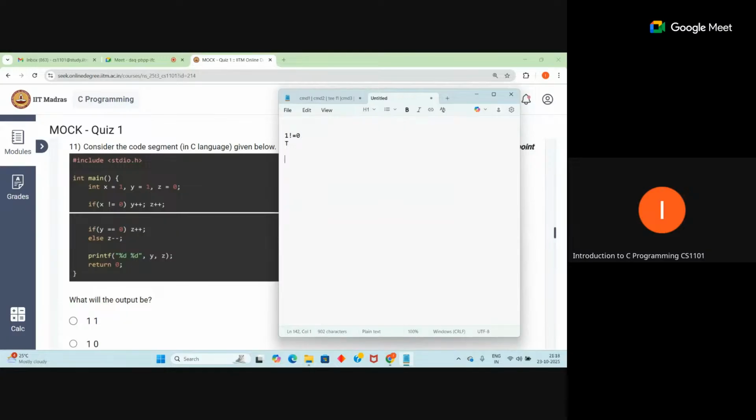how this executes. So x not equal to 0. Which is true? True means it will execute y plus plus, and after completion of that it will come to z plus plus. Both get executed. So y plus plus means y will be incremented by 1, so the y value will be 2. z plus plus means the z value will be incremented, so z will become 1.